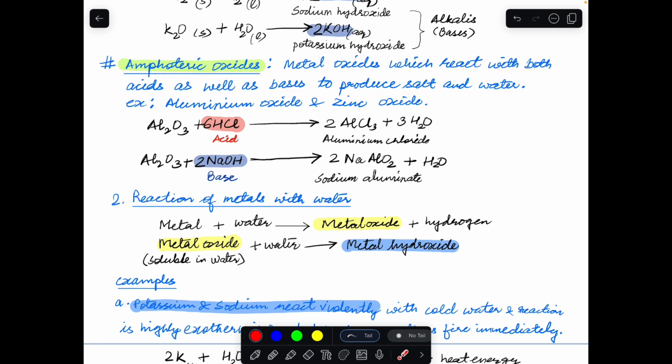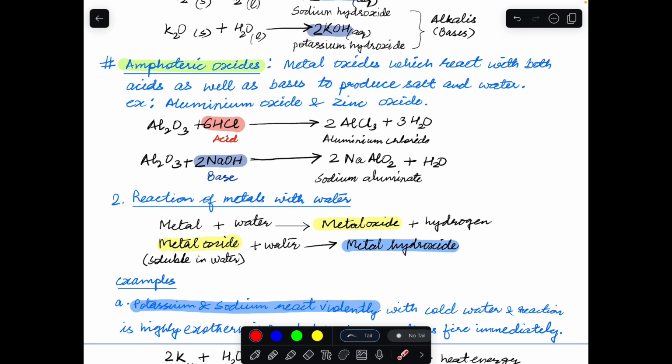And this property of any oxide where it can react with both acid as well as bases, these oxides are called amphoteric oxides, and the property is called amphoteric nature. And two examples of reaction I have shown here for aluminium oxide. Aluminium oxide and zinc oxide are amphoteric oxides. So here I have shown aluminium oxide, when we treat it with acid, it will form a salt that we call aluminium chloride. Okay, and when the same aluminium oxide is treated with a base, it will form again a salt that we call sodium aluminate and some water.